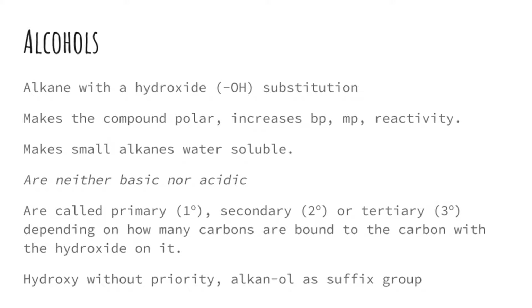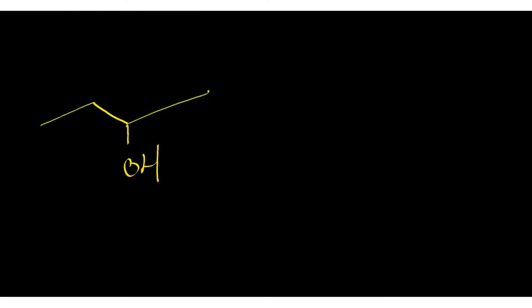Number 3 is alcohols. This is an alkane with a hydroxide substitution, an OH group. An alcohol is going to make your compound polar. The oxygen is more electronegative than your carbon. So that's going to make it soluble in a lot of solutions, particularly water. It's going to increase the boiling point and the melting point, and this is going to increase the reactivity.